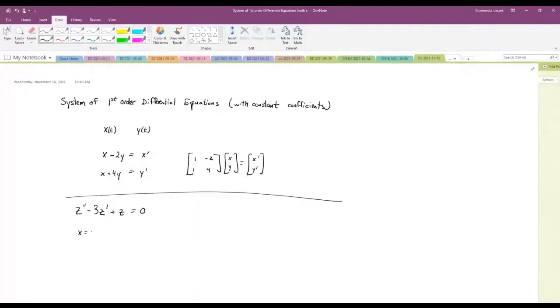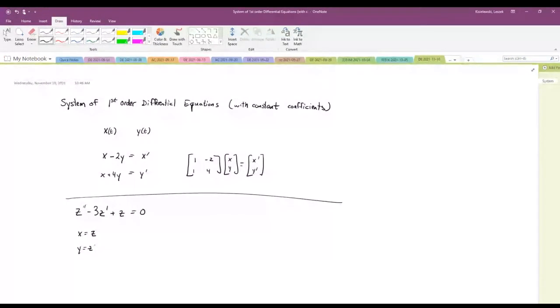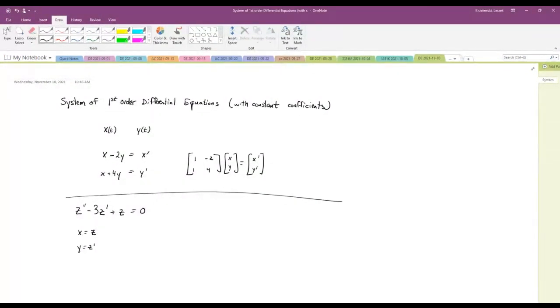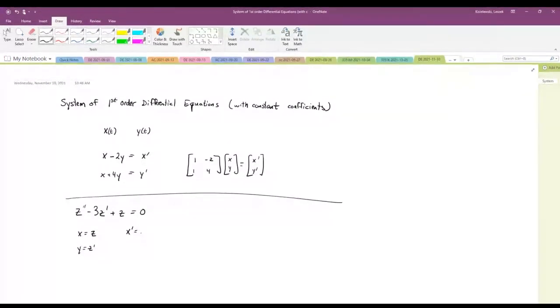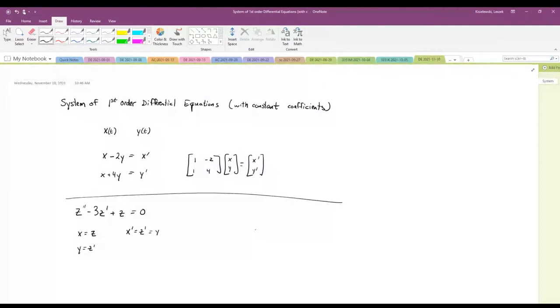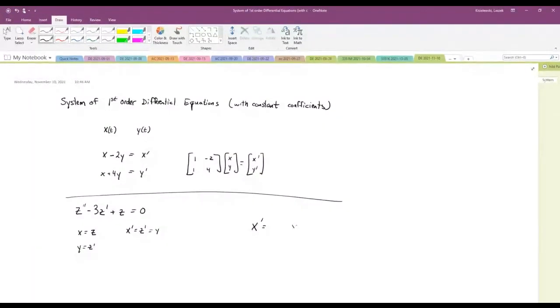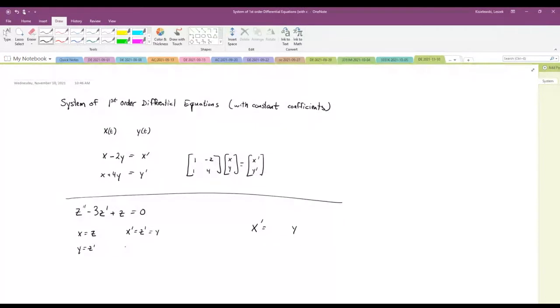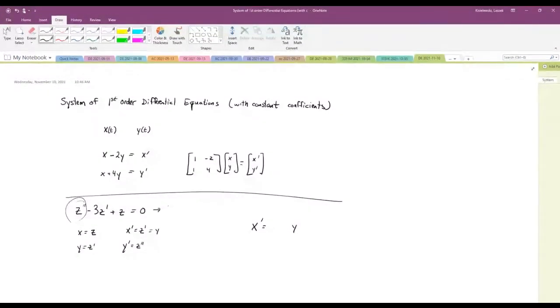x equal z, and let y equal z prime. Then we differentiate x, which of course is equal to z prime, but z prime is equal to y, so we have that x prime is equal to y. Now if I differentiate y, I would get z double prime. And because you have a second order differential equation, you can solve for z double prime in terms of the lower order derivatives or function.